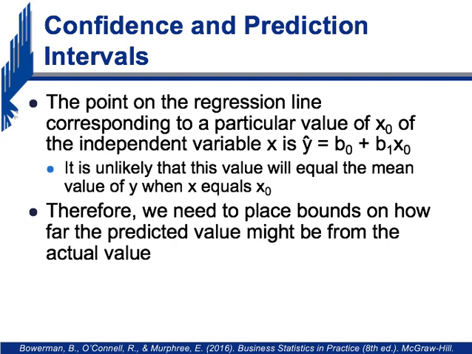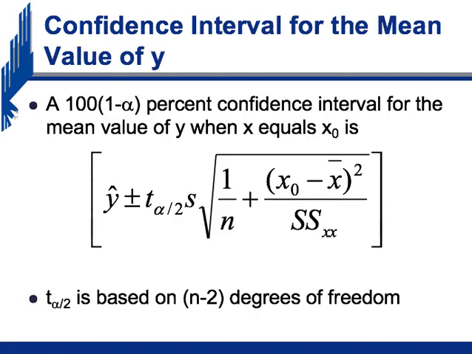So there is a normally distributed error term. So the value for y will not always be equal to the average that is estimated using the regression equation. Therefore, we need to place bounds on how far the predicted value might be from the actual or observed value from the sample. So first, we have the confidence interval for the mean value of y.